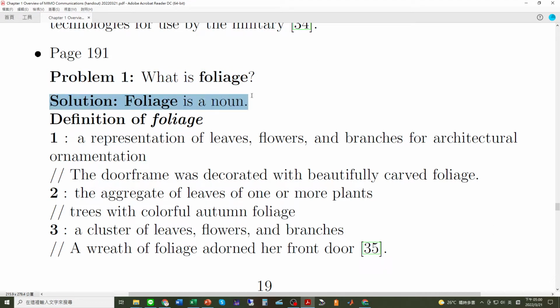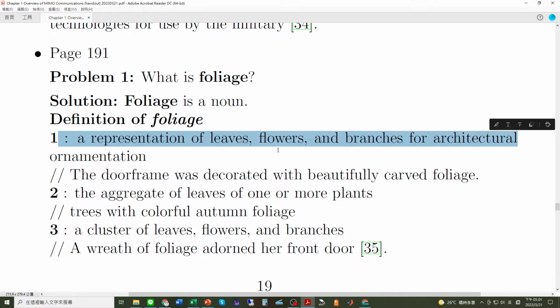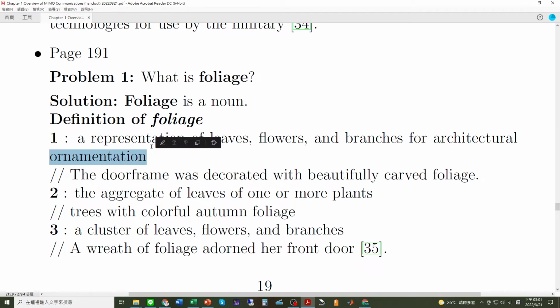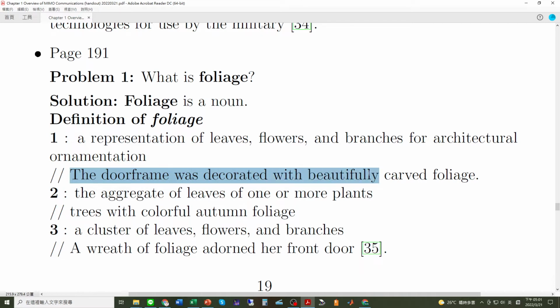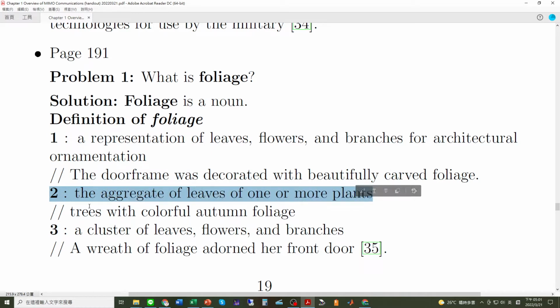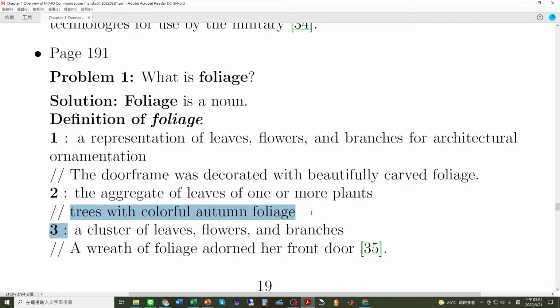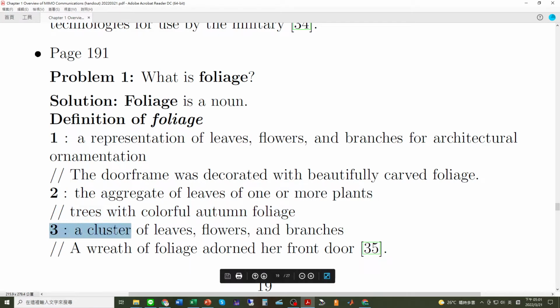Solution: foliage is a noun. Definition of foliage: 1. A representation of leaves, flowers, and branches for architectural ornamentation. For example, the door frame was decorated with beautifully carved foliage. 2. The aggregate of leaves of one or more plants. Okay, for example, trees with colorful autumn foliage. 3. A cluster of leaves, flowers, and branches.